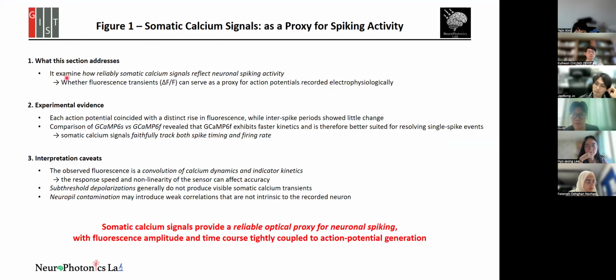So this figure examines how reliably somatic calcium signals reflect neuronal spiking activity. From this experimental evidence, we can conclude that somatic calcium signals provide a reliable optical proxy for neuronal spiking, with fluorescence amplitude and time course tightly coupled to action potential generation.